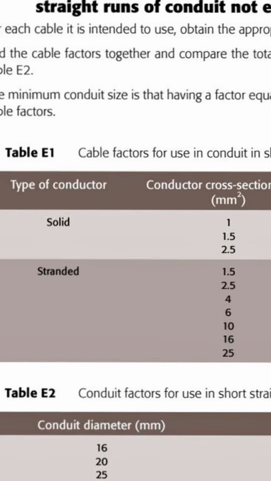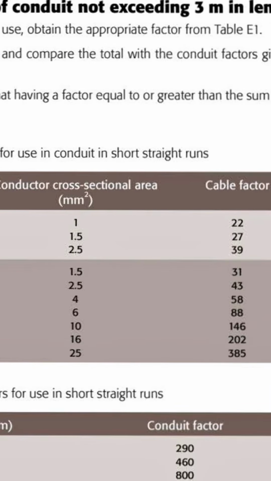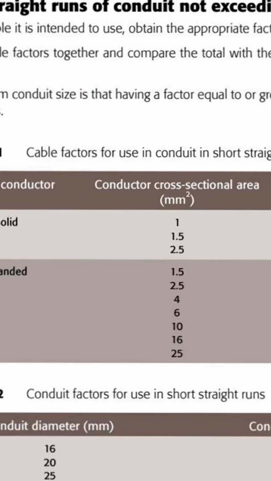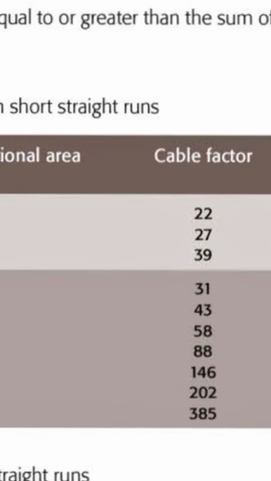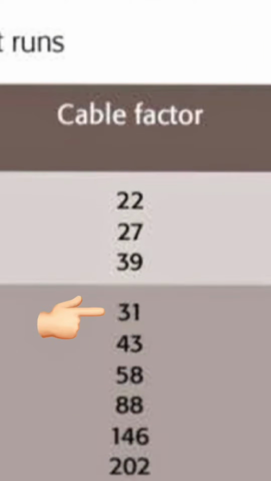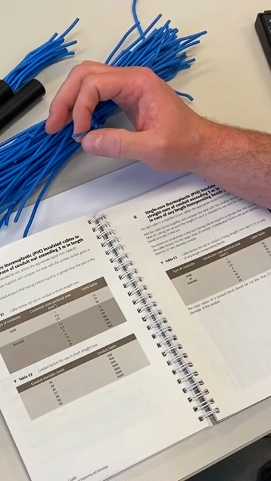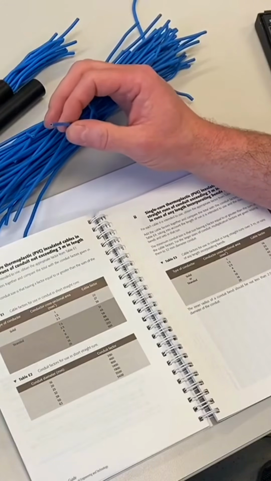The first three lines are for solid conductors, and then we've got stranded. We've got solid 1, 1.5 and 2.5, and this is where people often go wrong in exams. If they're asked to look at 1.5, they look at the first one. The 1.5 factor for solid is 27. However, the conductors we know that we use are stranded. So the 1.5 factor for the actual conductors is 31. So each one of these conductors that are 1.5mm squared has a factor of 31. So that's the first thing we need to find.